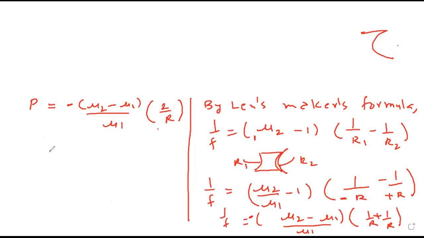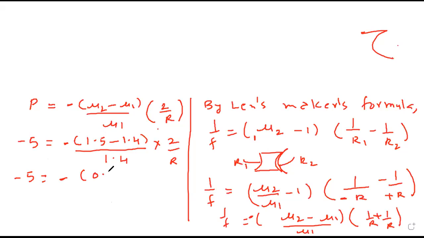Okay, see now the sum. What is power given? Minus 5. Okay. Mu 2 is how much? Is it 1.5? Mu 1, 1.4 upon 1.4 into 2 by R. So minus 5 equals to minus of 0.1 upon 1.4 into 2 by R. Both side minus, you can cancel. So 5 equals to 1 upon 14 into 2 by R, 2 into 7. Now R I have to calculate. Okay, please copy till this.